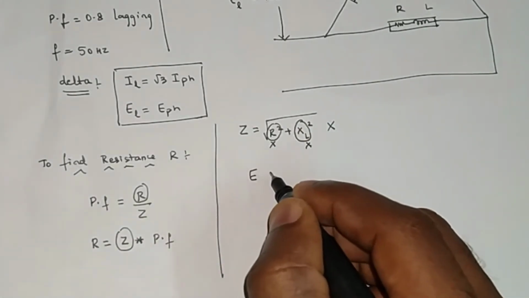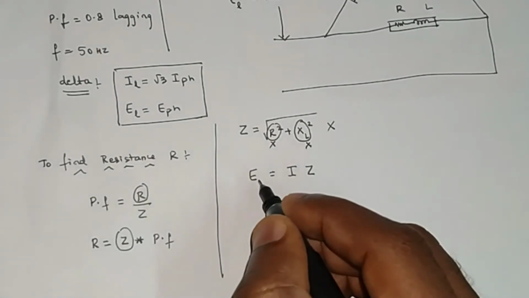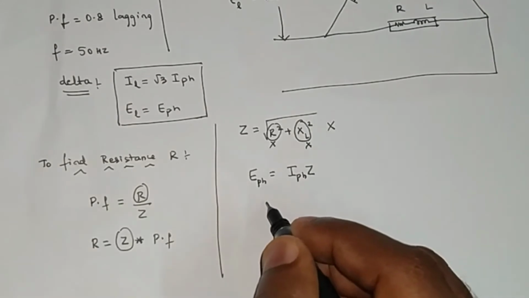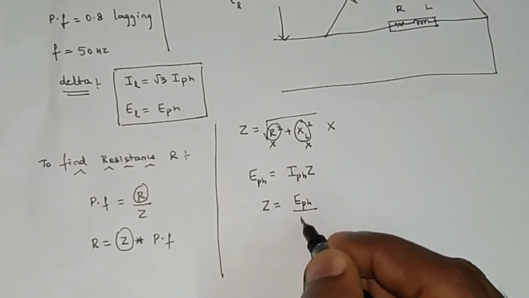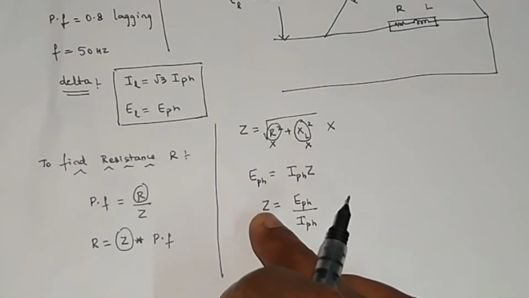We know the formula E is equal to I into Z, which we have studied in the single-phase circuit chapter. This is nothing but phase voltage and phase current. Now if I rearrange this formula for Z, I can write Z as E phase divided by I phase. This is the formula which is used to find the impedance.